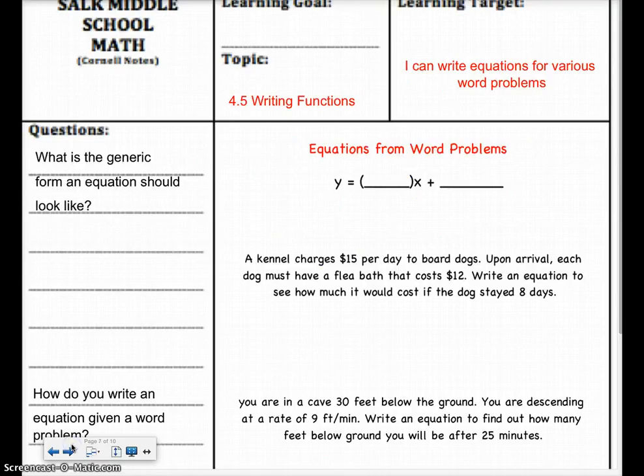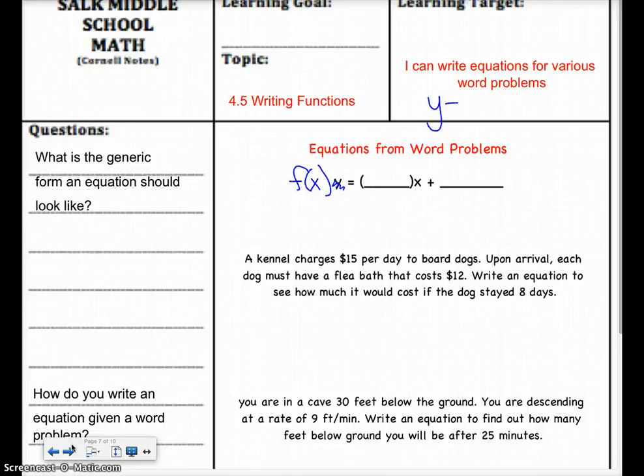Then we move to making equations given a word problem. I have y equals blank x plus blank. That's a function rule. I want you to cross out the y and write f of x. F parentheses x just means the function. F of x is the same thing as y. It's the same exact thing, it just looks weird. But you're going to see it a lot, especially tomorrow.